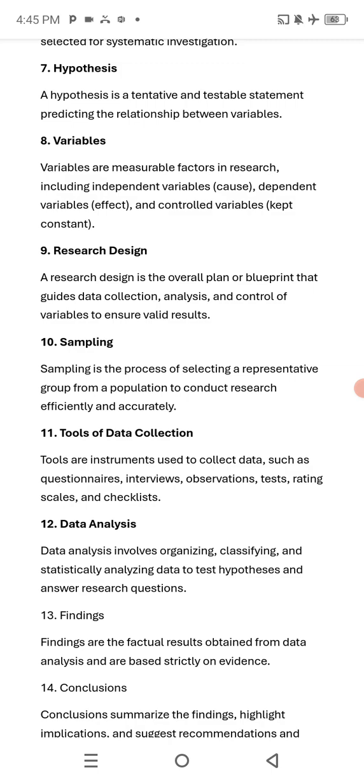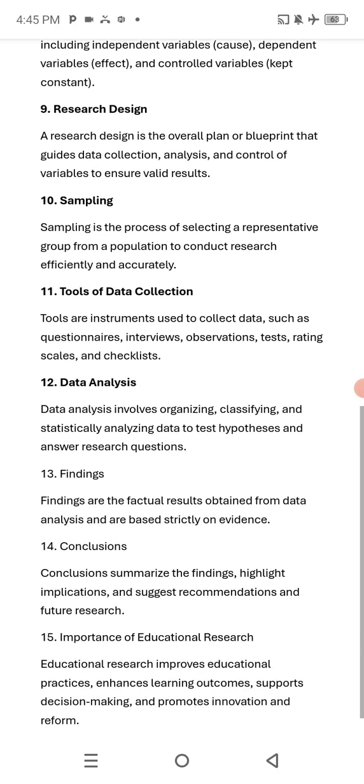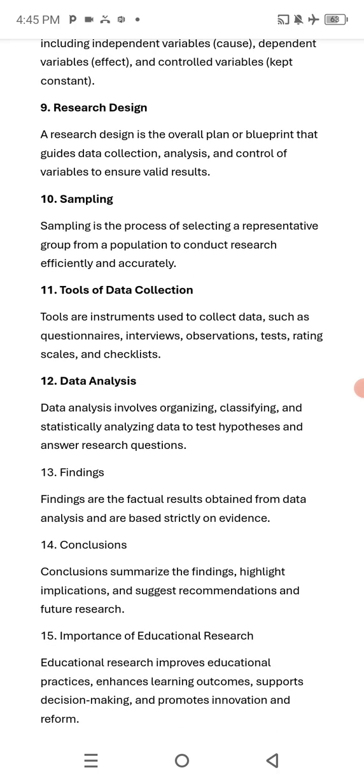Now, basically, tools are what? Instruments that we use to collect data, such as questionnaires, interviews, observation, tests, rating scales, and checklists. These are tools of data collection. We use these tools to get our data. Then what is data analysis?